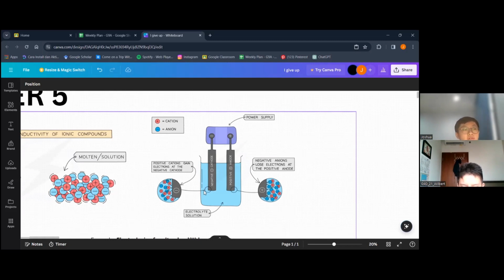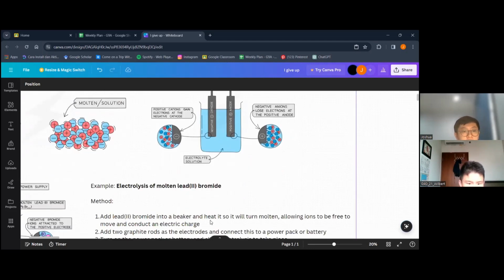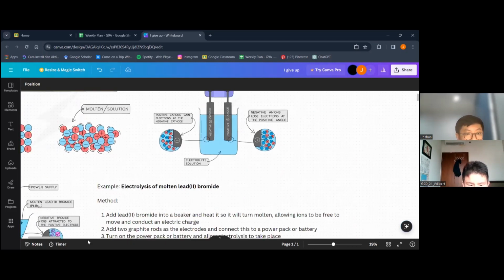So if you have a positive and negative ion, they will attract together. That's basically how an ionic compound works, and it's the same thing in electrolysis. So if you have negative and negative, they will not attract each other. They will actually repel. So that's basically the difference. So moving on to the second part.